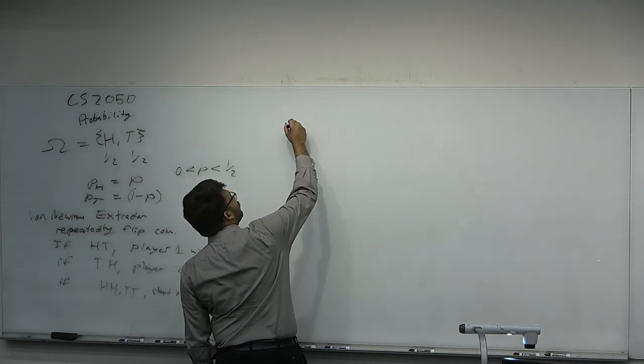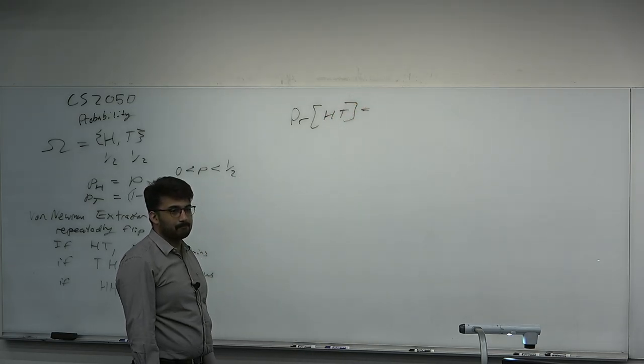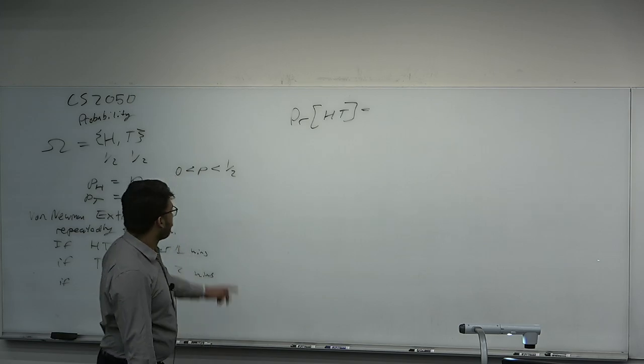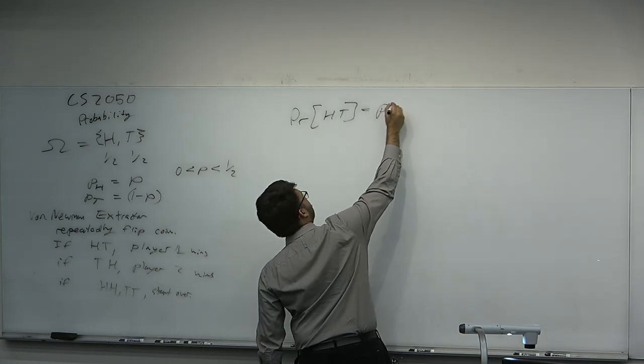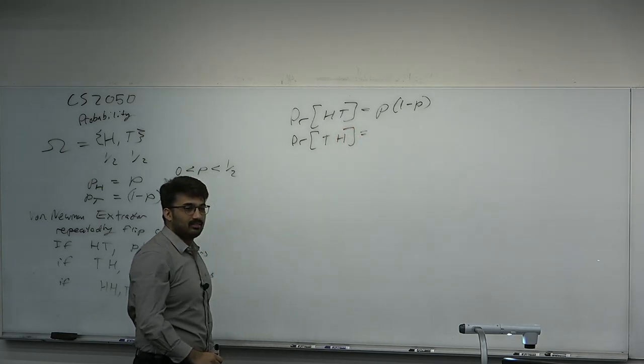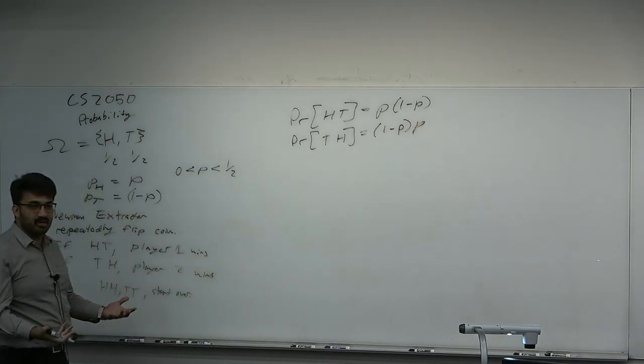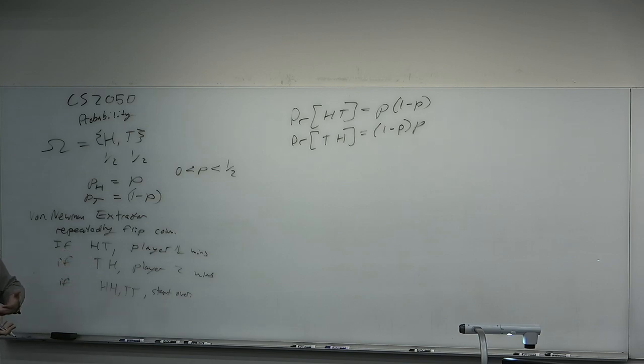Why does this work? What is the probability of a biased coin of heads, tails? Biased coin. What is the probability you get tails, heads? 1 minus p times p. Those are equal. 1 minus p times p is equal to p times 1 minus p by simple commutativity of multiplication. So given a bad random coin, you can extract from it good randomness. Now, in fact, you can even say something stronger. It's not necessarily true that p times 1 minus p is equal to 1/2.